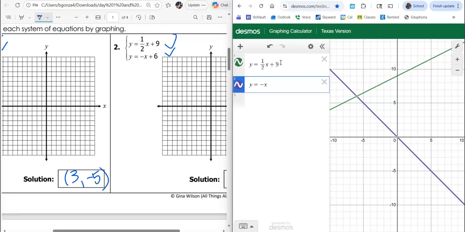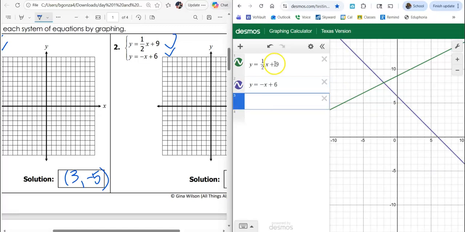Y equals negative x plus 6. Now, you click where they cross, and that's your solution. -2, 8.